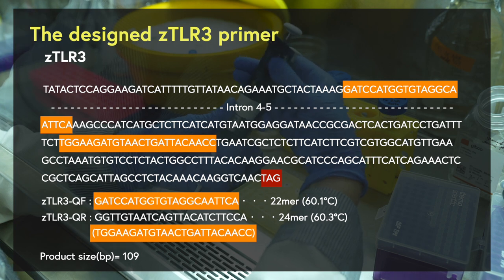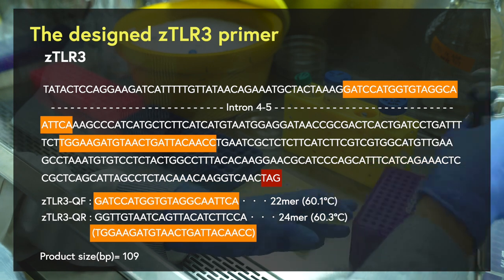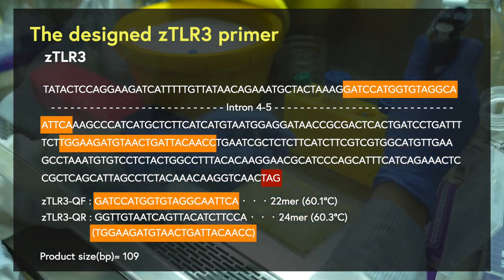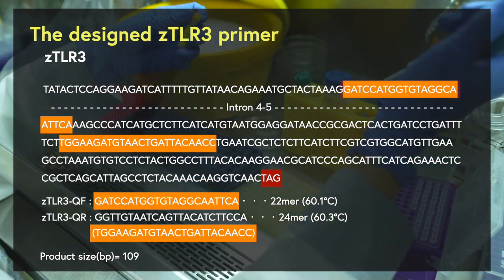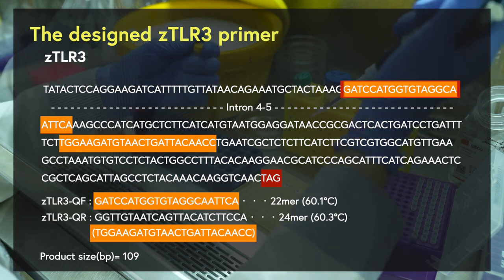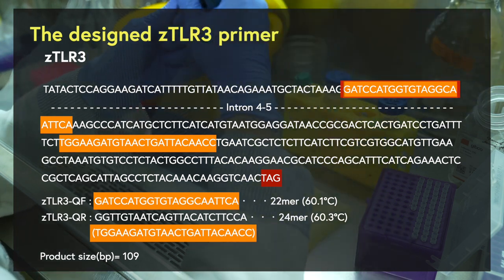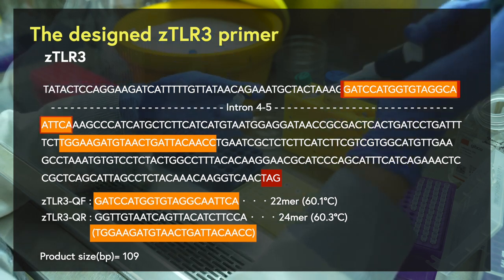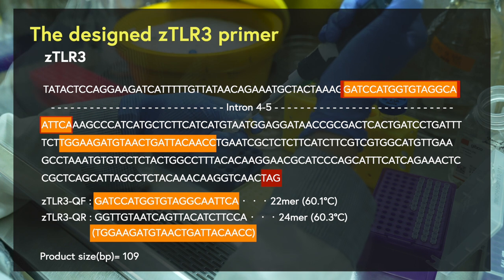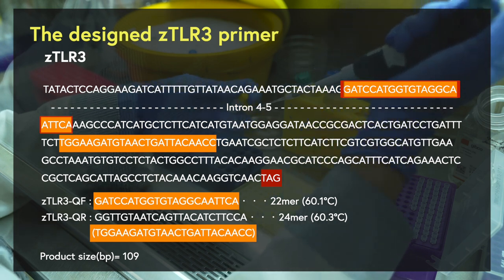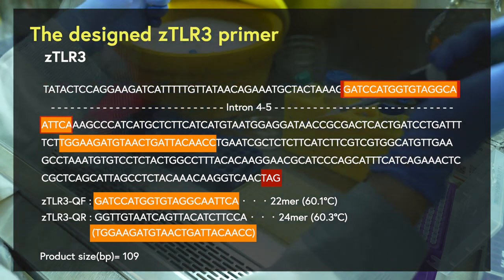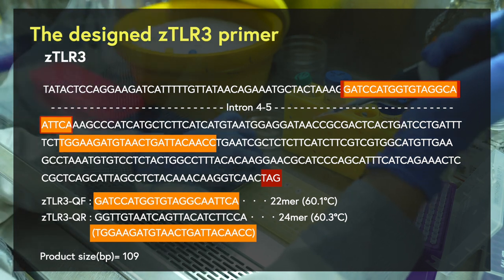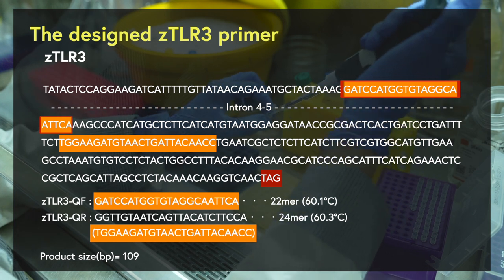And then you will design your forward primer. We say that we have roughly 20 to 25 nucleotides. First, you will have maybe 18 to 20 nucleotides on the forward primer on exon 4, followed by 5 nucleotides on exon 5. So this sequence, GATCC ATG to TTCA on exon 5, will together become your forward primer.